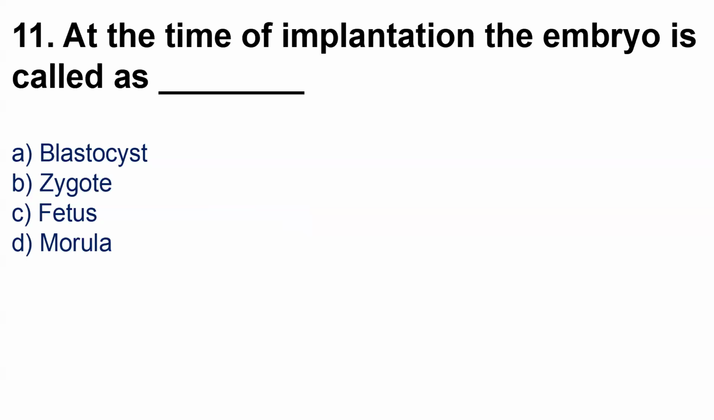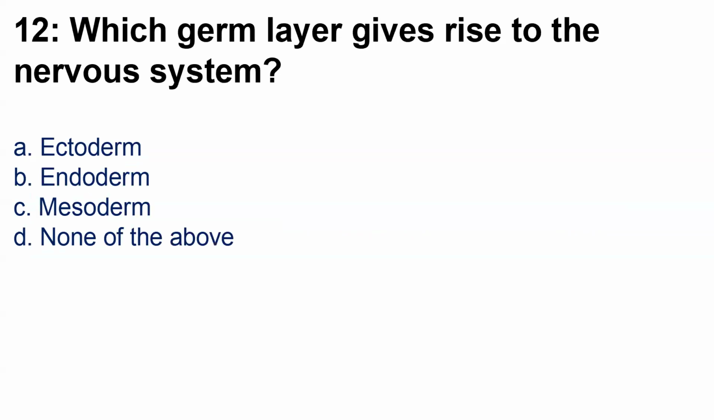Question 11. At the time of implantation, the embryo is called: A. Blastocyst, B. Zygote, C. Fetus, D. Morula. The answer is A. Blastocyst.